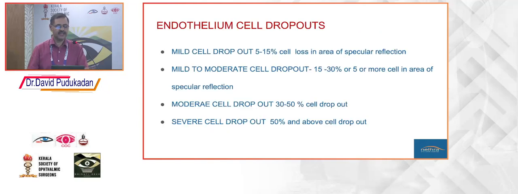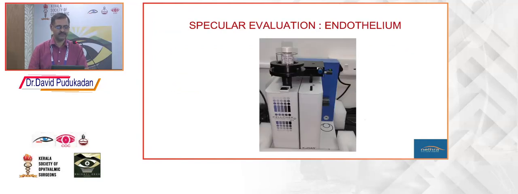Cell dropouts are graded as mild when there is 5 to 15% cell loss in the area of specular reflection, mild to moderate when the loss is around 15 to 30%, moderate when it is between 30 to 50%, and severe when it is above 50%.